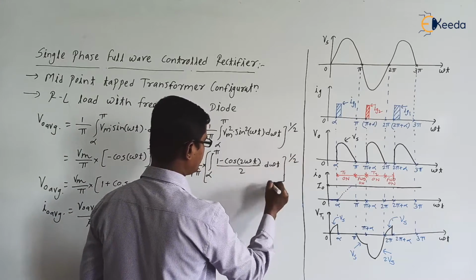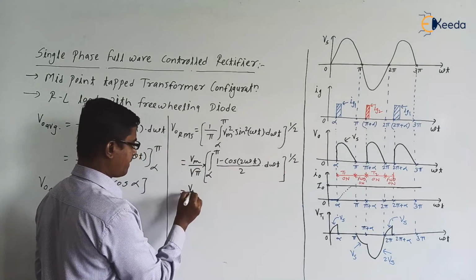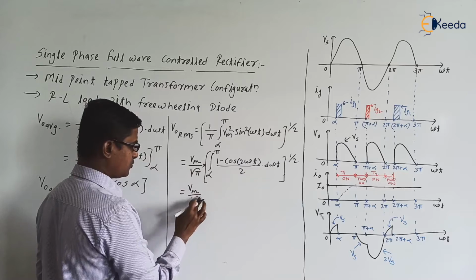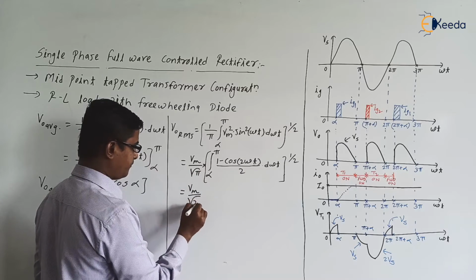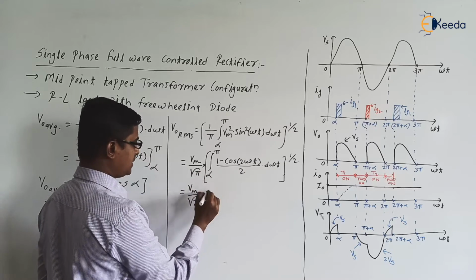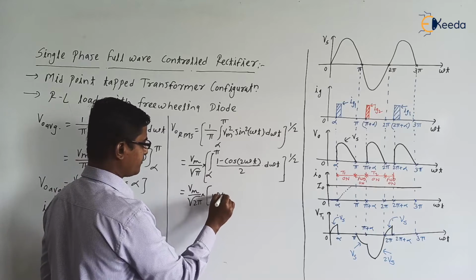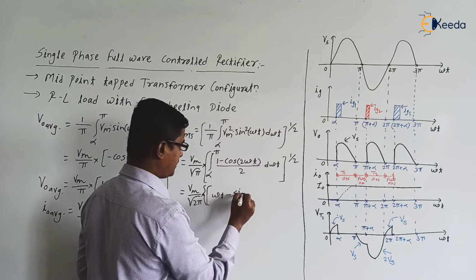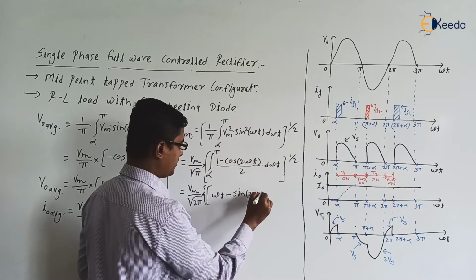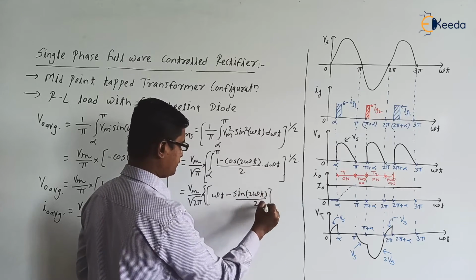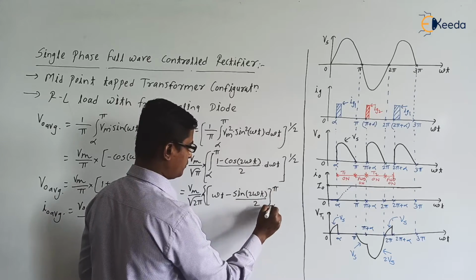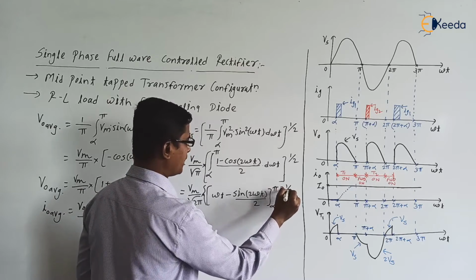So it is equal to Vm by root pi. Can we take the 1 by 2 outside? Yes, so it is Vm by root 2 pi into omega t minus sine of 2 omega t divided by 2, limit alpha to pi, to the power 1 by 2.